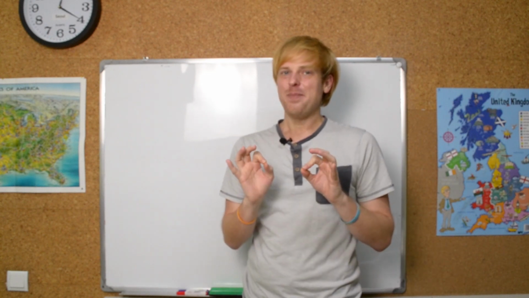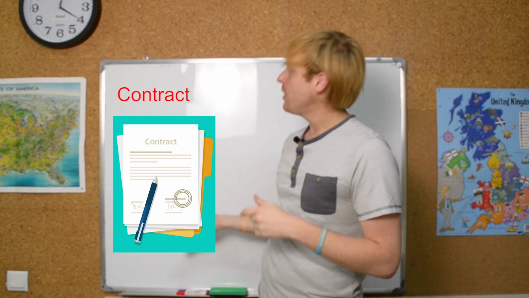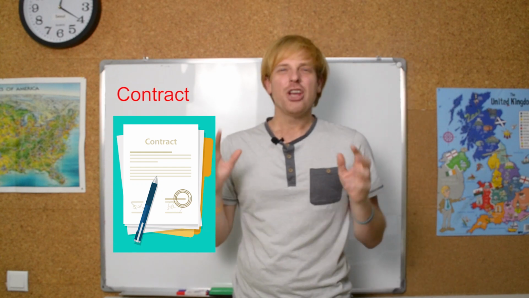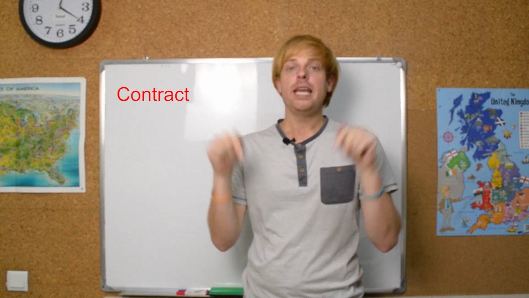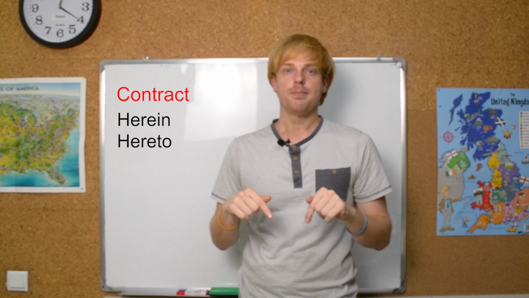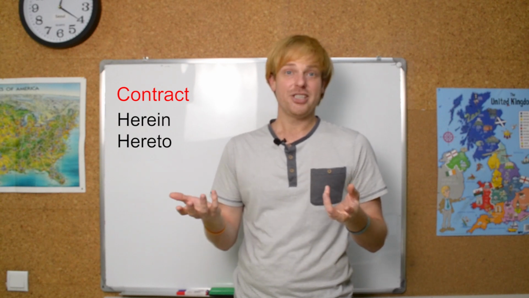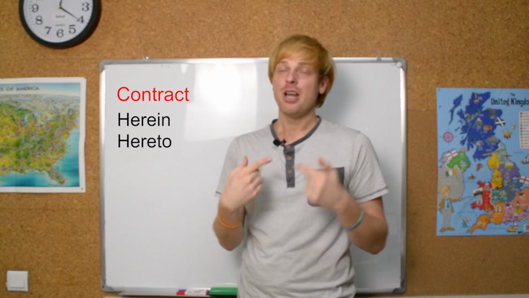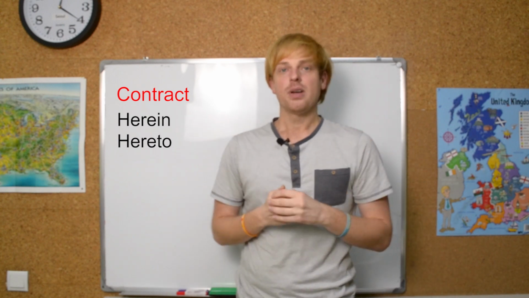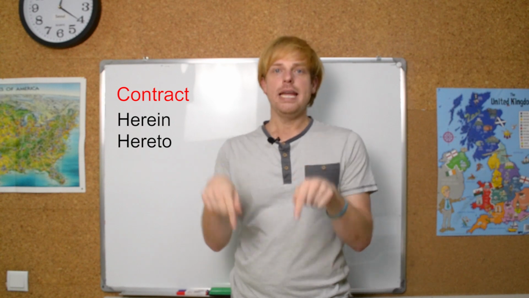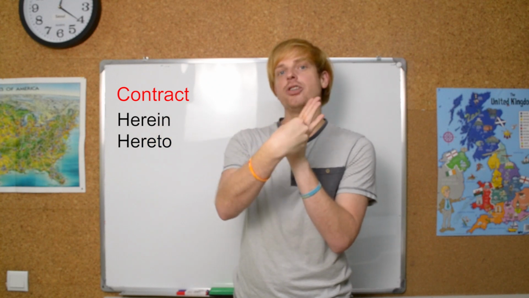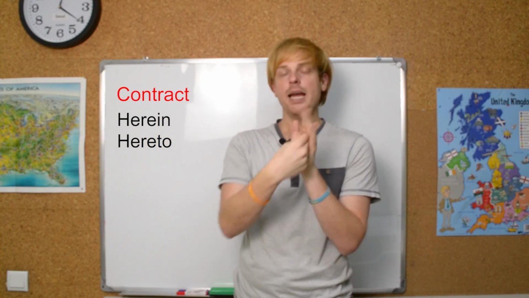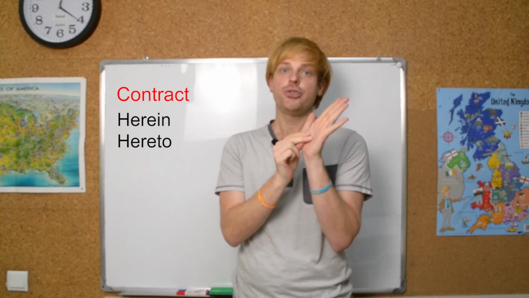Now, let's talk a little bit about some tricky words that you will see in a contract. All right? You're reading through a contract. What do you see? You see some small connecting words, okay? For example, herein or hereto. All right? These are prepositions that we do not use in spoken English, but you will see them in a contract. Okay? Herein means in the contract. Hereto means attached to the contract. Okay? So in the contract and attached to the contract.